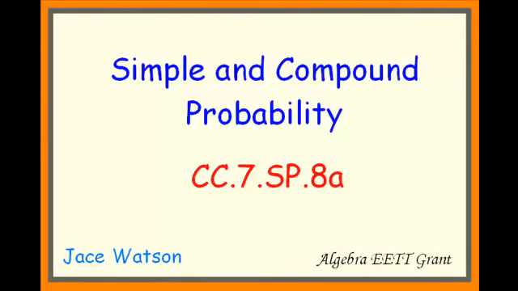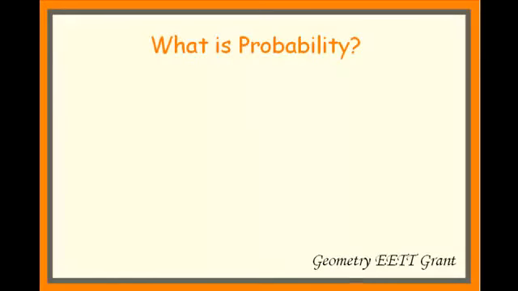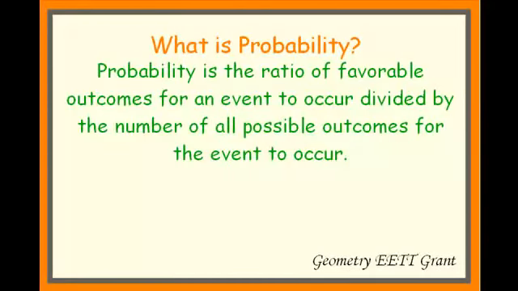Today's lesson is about simple and compound probability. It is Common Core Grade 7 Standard SP.8a. Well, first, what is probability? Probability is the ratio of favorable outcomes for an event to occur divided by the number of all possible outcomes for the event to occur.